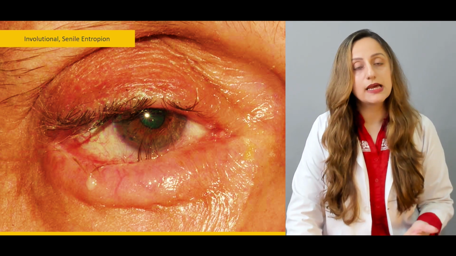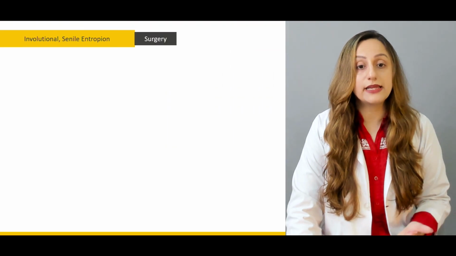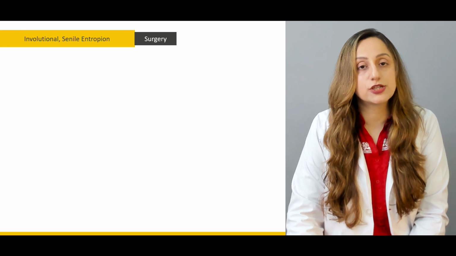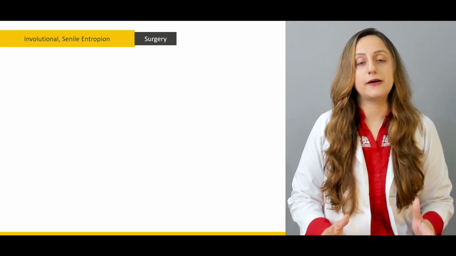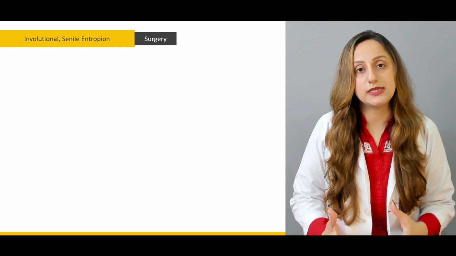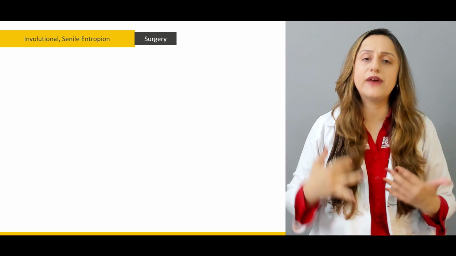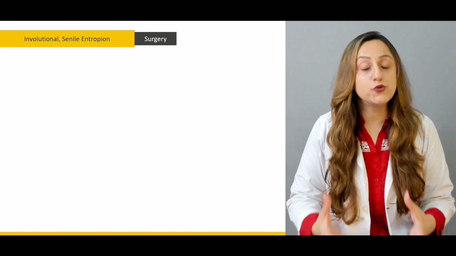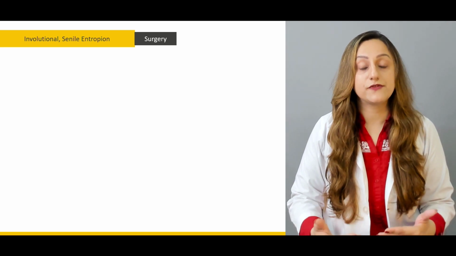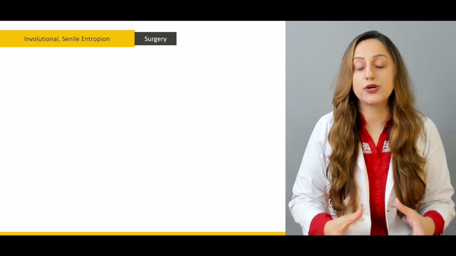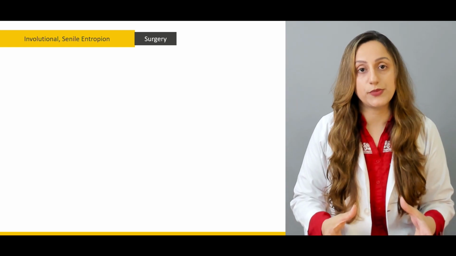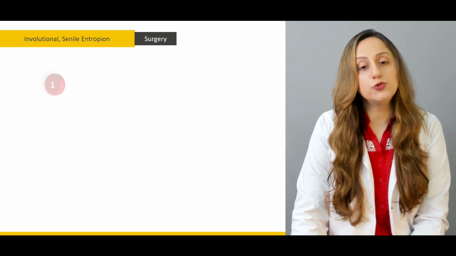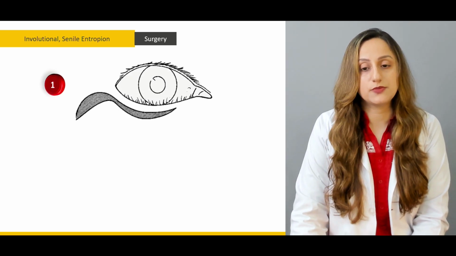So treating this involutional or senile entropion is again very important. The aims and objectives are to improve the quality of life in these individuals. Even at an advanced age, the quality of life can be improved after you have performed these surgeries to correct the senile entropion, or to perform the corrective surgeries for the involutional kind of entropion in these patients.